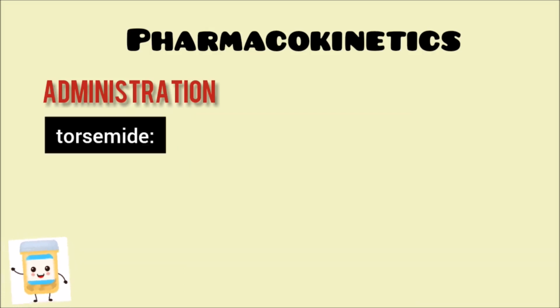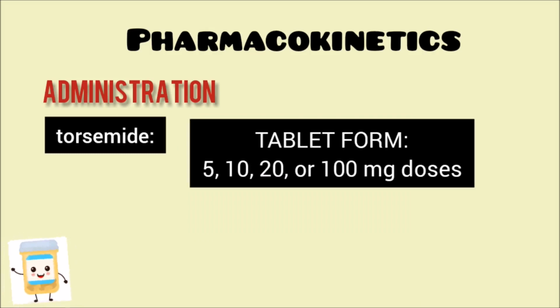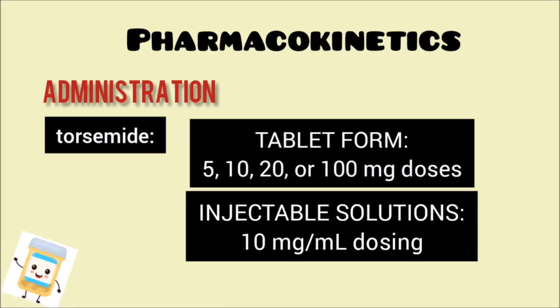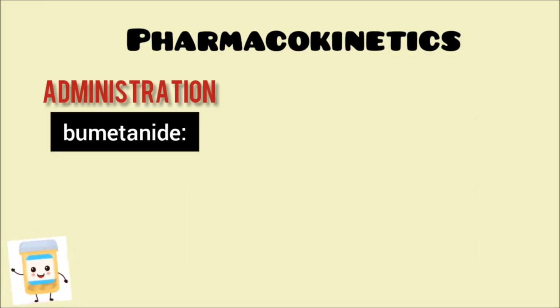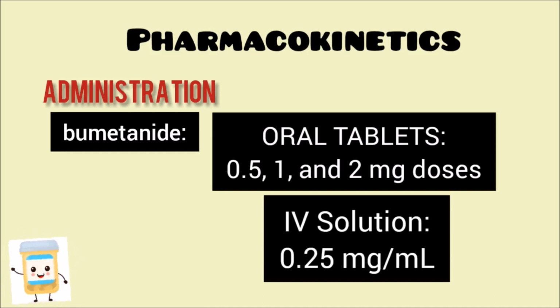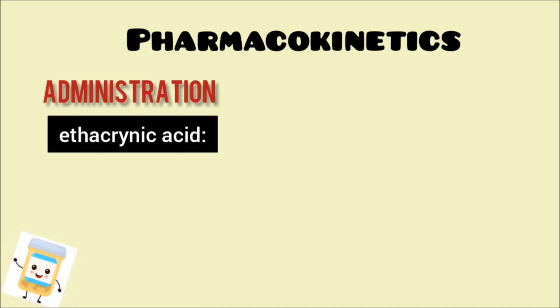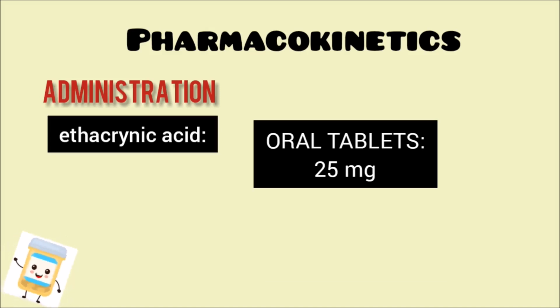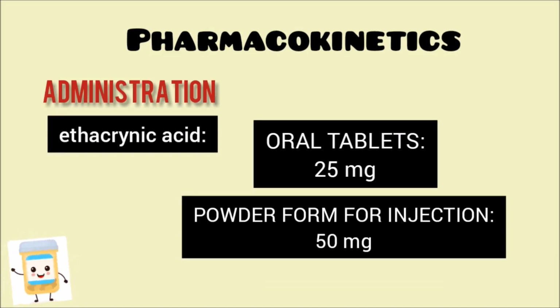Torsemide comes in a tablet form in 5, 10, 20, or 100 mg doses. Injectable solution is 10 mg per ml dosing. Bumetanide comes in oral tablets of 0.5, 1, and 2 mg doses. IV solution is 0.25 mg per ml. Ethacrynic acid is available with oral tablets of 25 mg and in a powder form for injections at 50 mg.